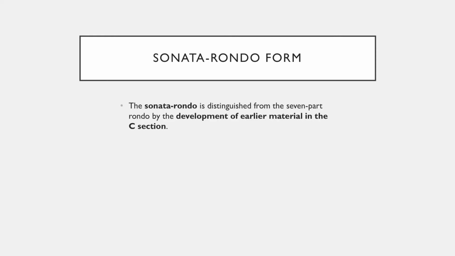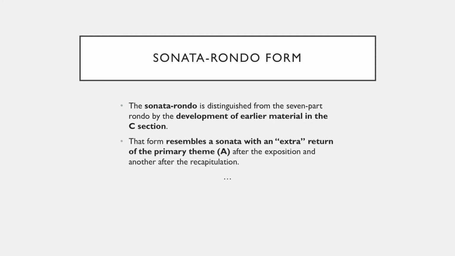The sonata rondo is distinguished from the 7-part rondo by the development of earlier material in the C section. That form resembles a sonata with an extra return of the primary theme, which is A, after the exposition and another after the recapitulation. That means this is something between sonata and rondo. There are similarities to both forms.